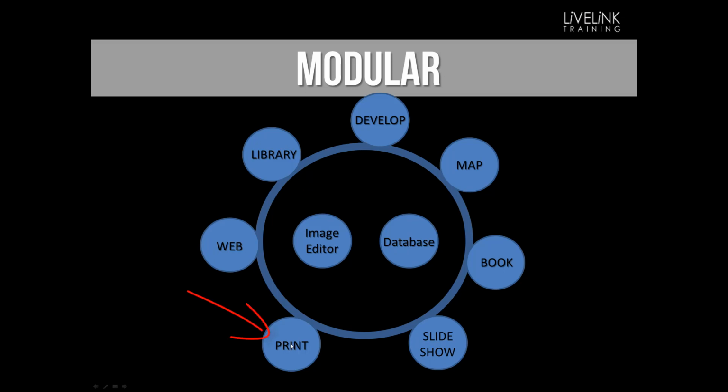Then we've got a print module, where we've got lots of pre-configured templates that you can tailor to your own device. And then we've got the web module, which allows you to make little mini websites and then upload them, if you've got some server space, up onto the internet, and so you'll be live with a little website of images.